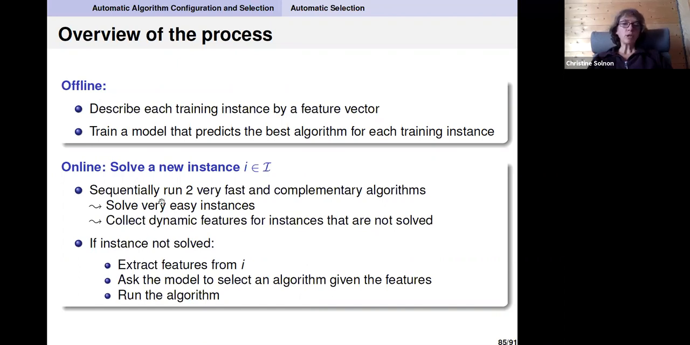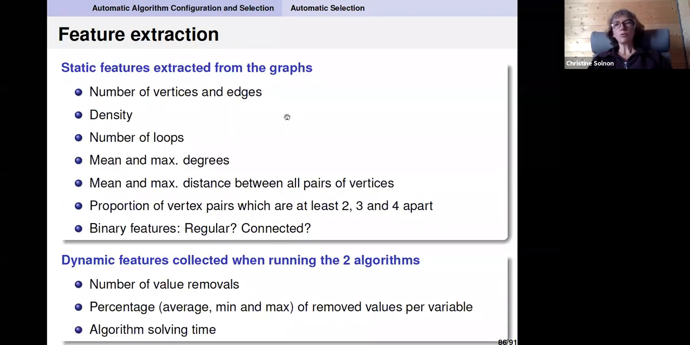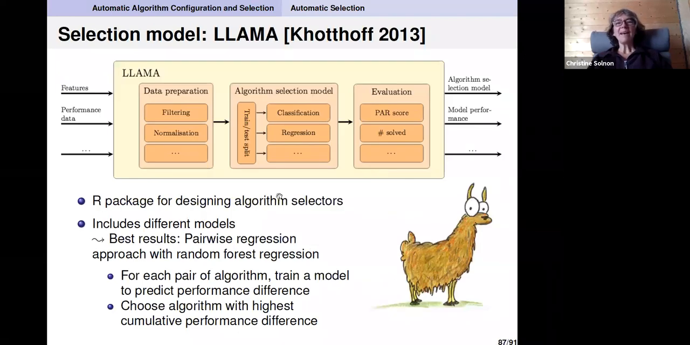So here are the features. I'm not going to enter into the details, because I still have 1 minute to tell a few words about Llama. Llama is a package which is integrated in R, so you can use it. And it is a really nice tool for per instance selection, but also for analyzing performance.